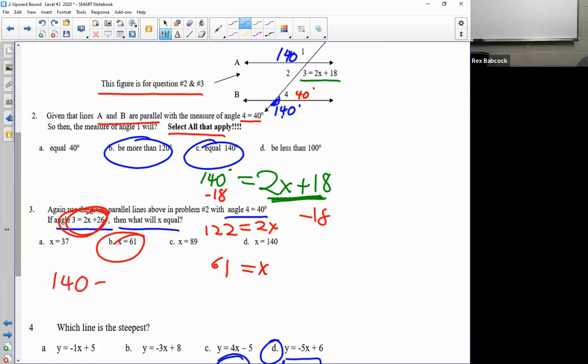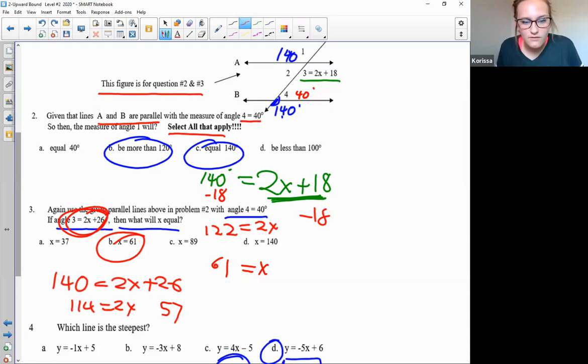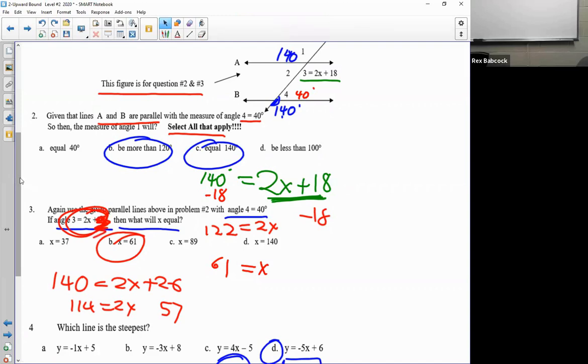140 equals 2x plus 26. Subtract 26. 114 equals 2x. Divide by 2. And that is 57. Okay. Yeah, so I'm sure that's a typo. Sorry, Beth. That answered the question? Yep. Thank you.